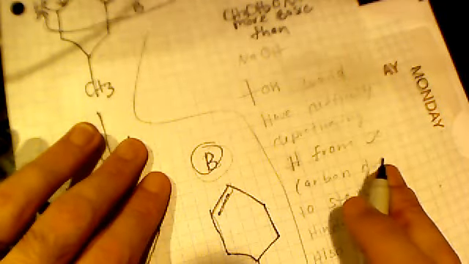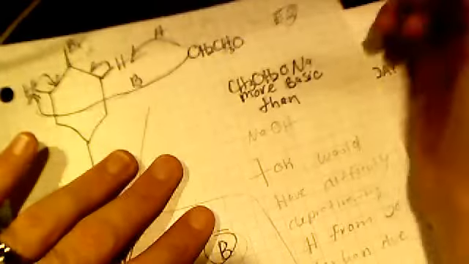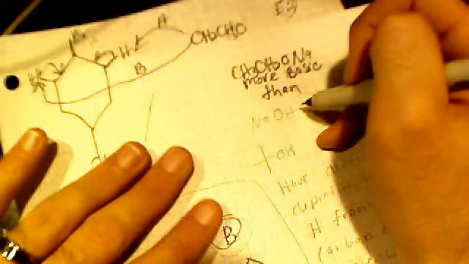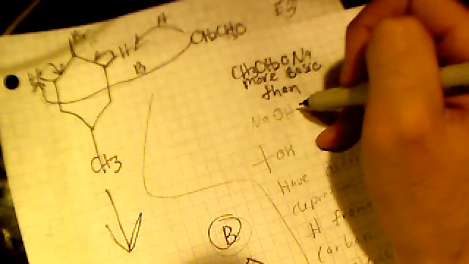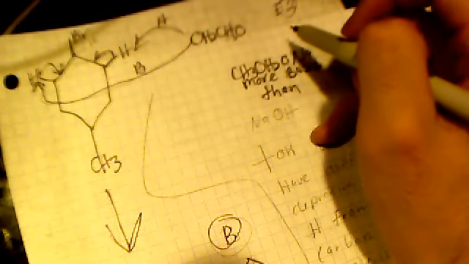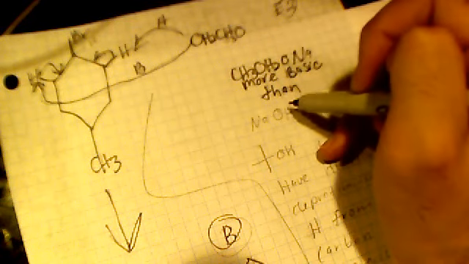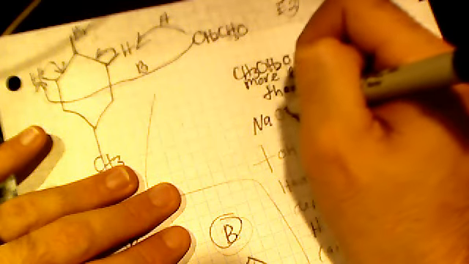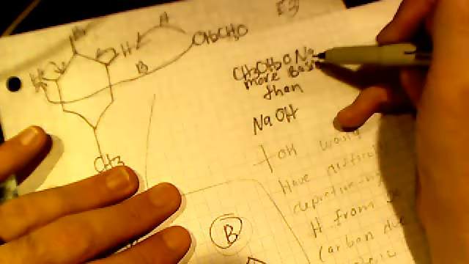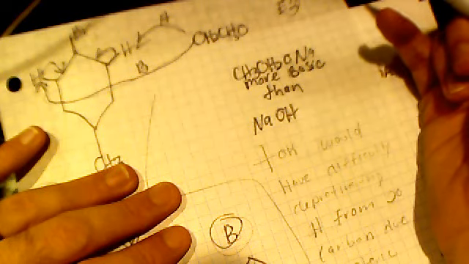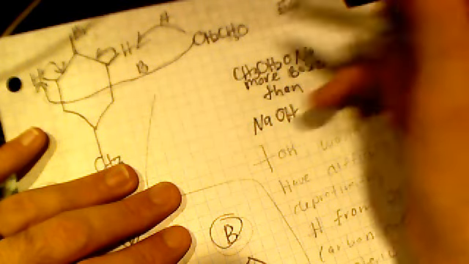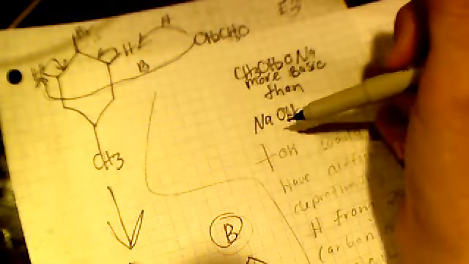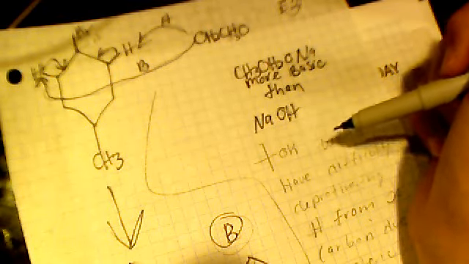Now it's sodium ethoxide rather than sodium hydroxide because sodium ethoxide is more basic than sodium hydroxide. So it can more easily pluck off these hydrogens. I guess that's the logic behind it.